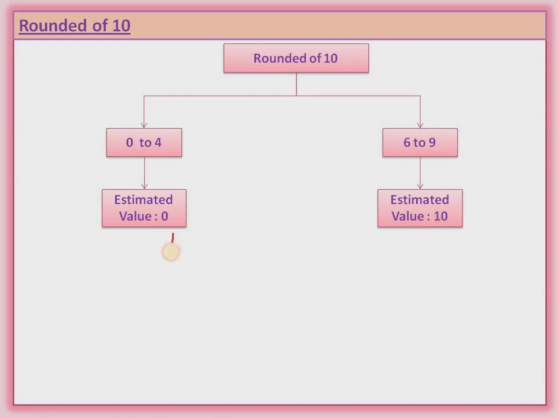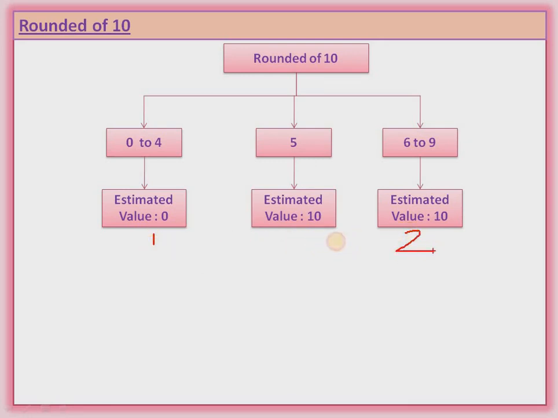Okay, this is the first category, this is the second category. The number should be between 6 to 9, the estimated value is equal to 10. Now category number 3, exactly 5, because this is the equidistant number, so the estimated value of 5 is equal to 10. So here, this is category number 1, this is category number 2, and this is category number 3.